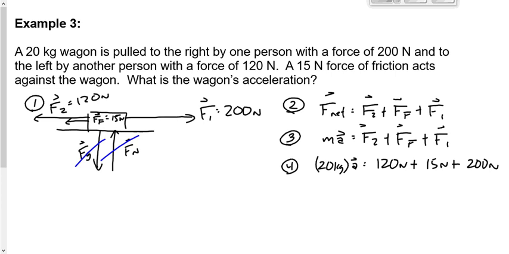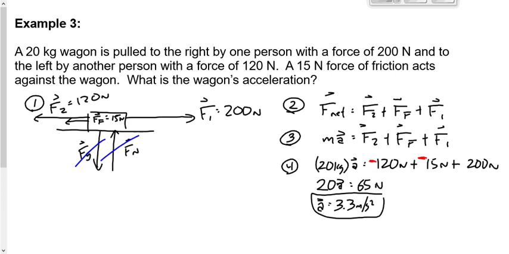We've got to find acceleration, but Karen? Yes, the 120 and the 15 are negatives because they're to the left. So we're going to say 20 times A is equal to 200 minus 120 minus 15, which gives me 65. So A ends up being 65 over 20, which is 3.25 or 3.3 meters per second squared. Or you could have said 3.3 newtons per kilogram.